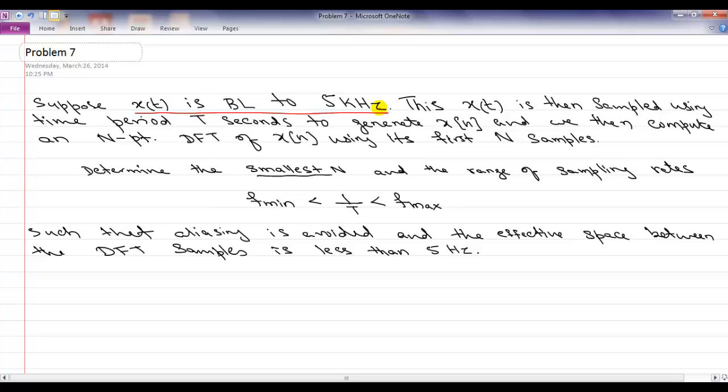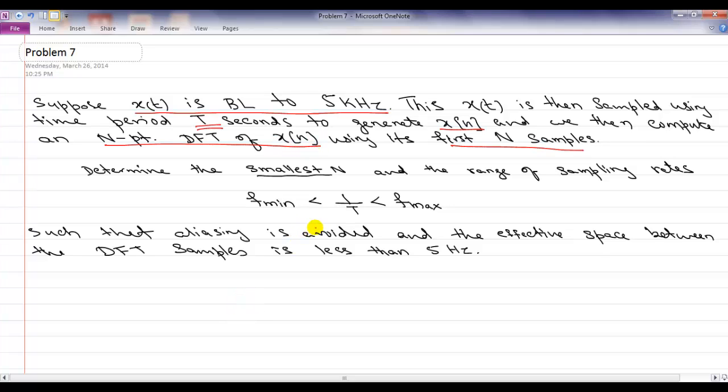Of course, we have to make the usual assumption that I'm dealing with a continuous time signal and it is band limited to 5 kilohertz. And then you sample it with a time period T to get x[n]. Now the sequence may be infinite length, but we are going to work on the first N samples, and we are going to compute the N-point DFT.